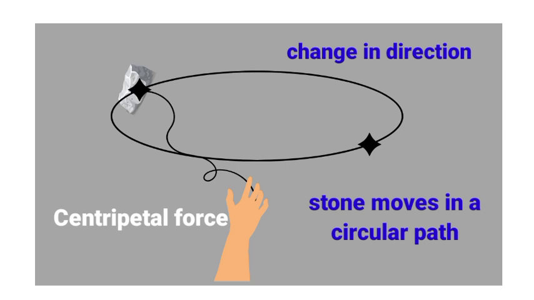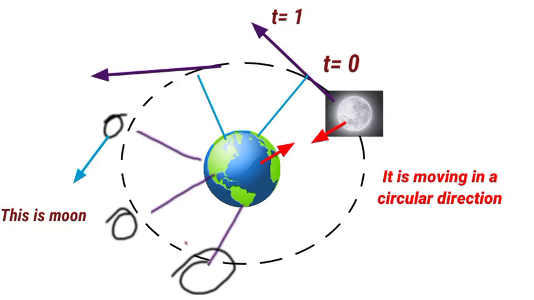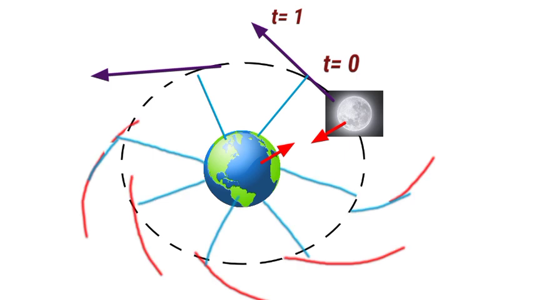Like I said in the activity, the stone moves in a circular path. As the stone is moving, the direction is changing. There is a change in direction. So the change in direction involves change in velocity or acceleration. Here also the moon moves in a circular path with a certain speed and it keeps on changing the direction at every point. You can observe here, the moon keeps on changing the direction. It moves in a circular path. It is moving towards the center of the earth because of gravitation force.